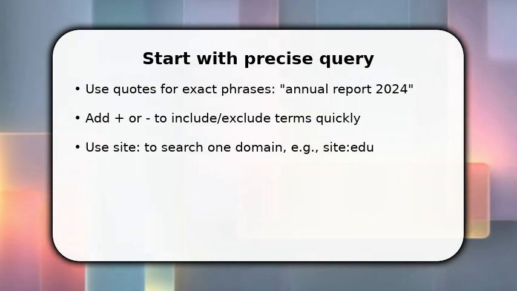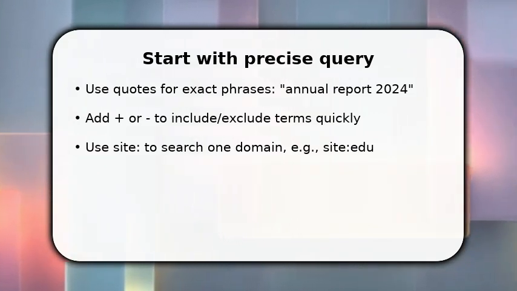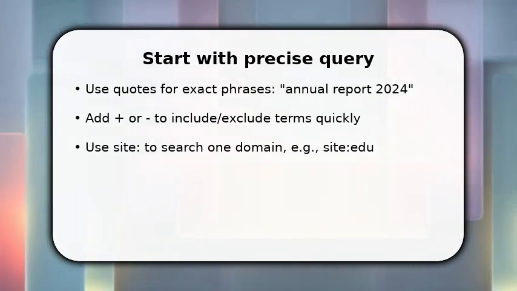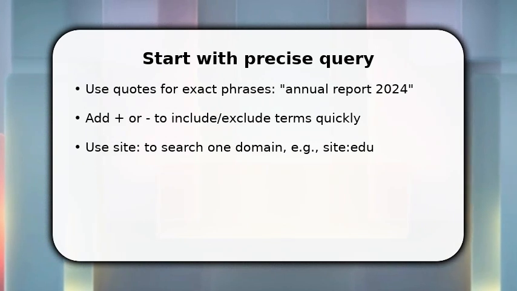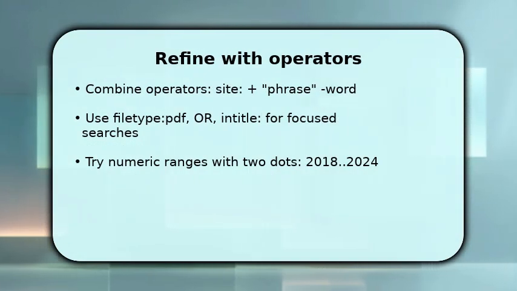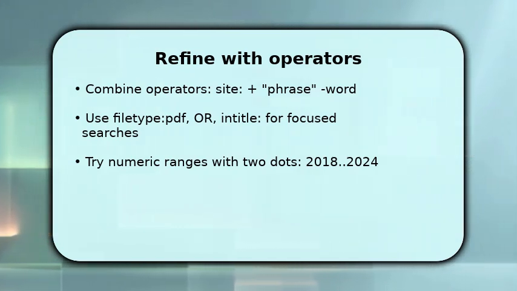Practice on a simple topic, then refine by swapping words for synonyms to test breadth of results. Now escalate by combining operators. Chain site:, filetype:, and quotes to narrow to the exact content you need. Use OR to broaden alternatives and intitle: to force keywords into page titles for higher relevance.